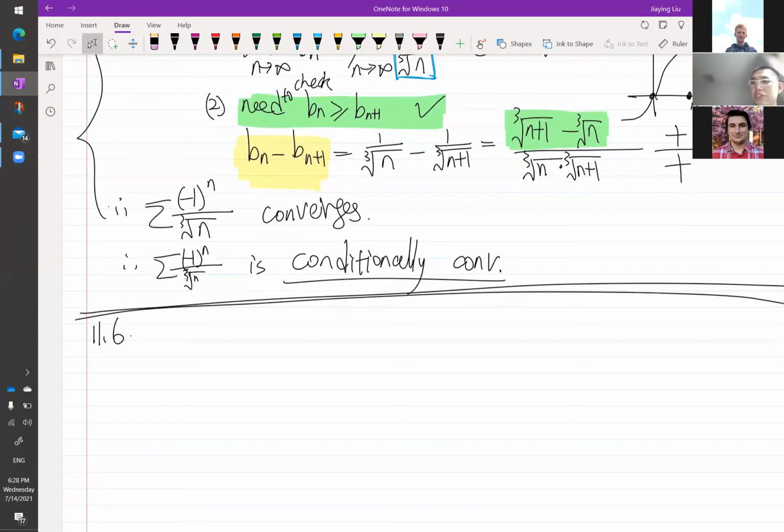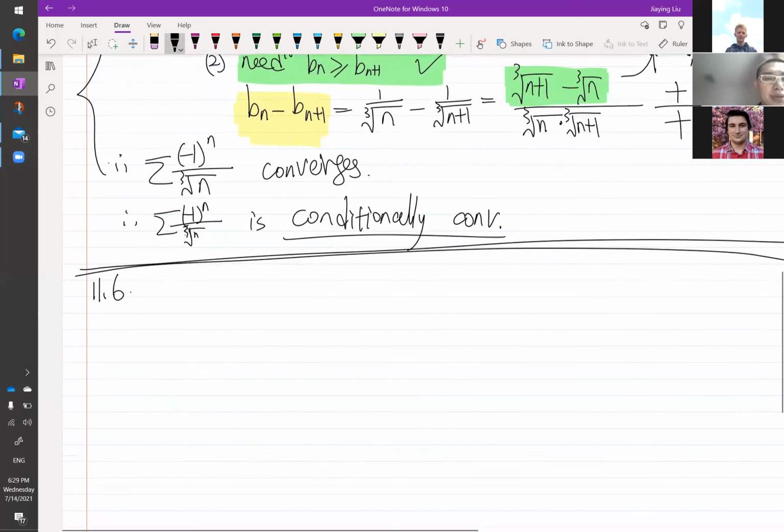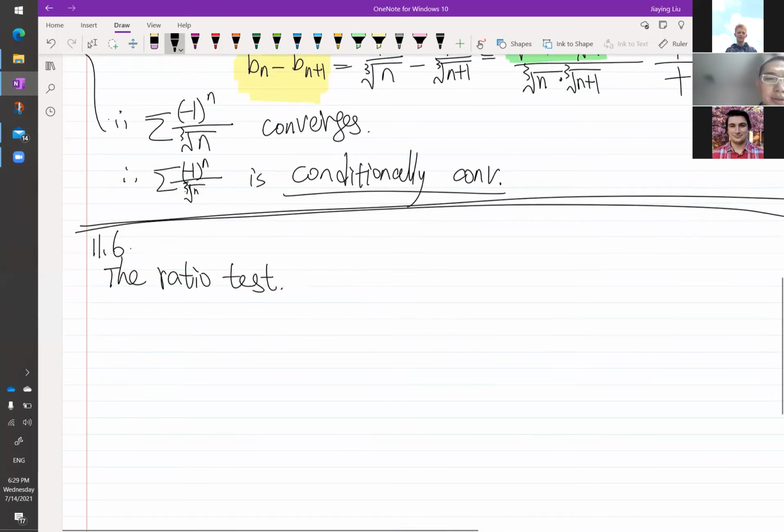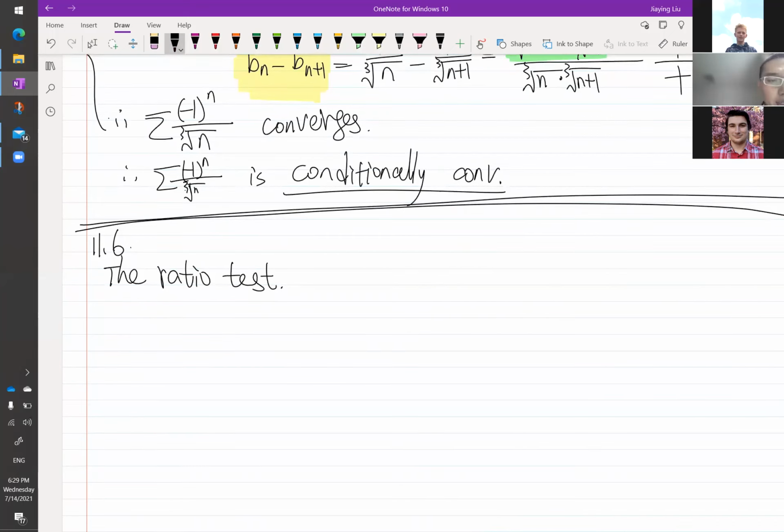All right, the next section is 11.6. In this part, it's the two tests. They're really easy to understand in terms of the test itself, and I think they're easy to apply as well. But let me just write them down and then give you a few examples. So the first one is called the ratio test.